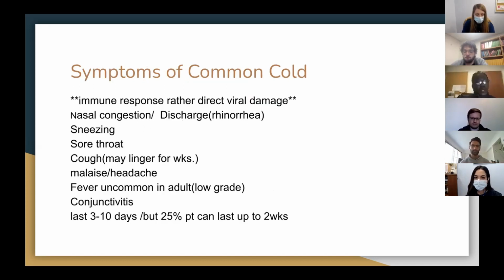Symptoms of the common cold are because of the immune response to the virus, as opposed to the viral damage to tissues and the anatomy that I showed you before. And so the symptoms, as you guys know: nasal congestion, discharge, sneezing, headache, fever, conjunctivitis. The symptoms last, again, up to 10 days. However, in 25% of the cases, it can last for more than 2 weeks.